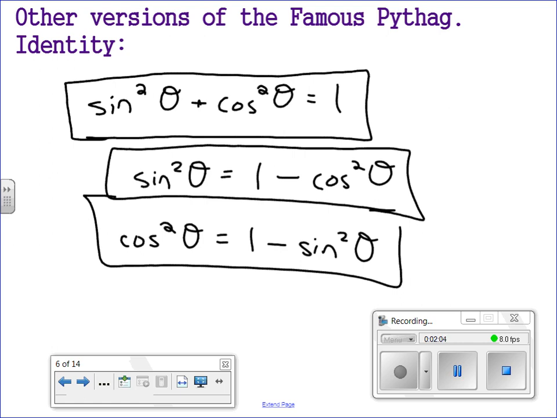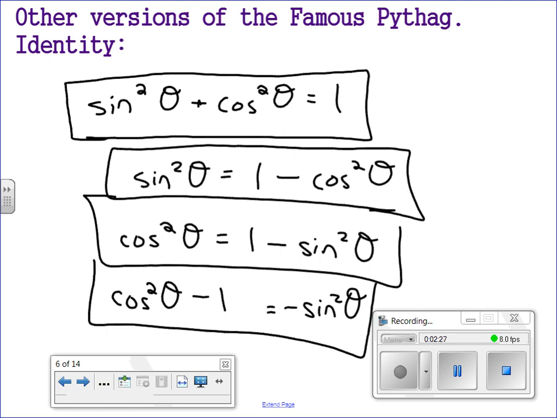And then the last one we're going to write down that we will use today actually solves the identity for negative sine squared theta. If I take this sine squared theta and subtract it to the other side, I would have a negative sine squared theta over there. And I would bring this 1 and subtract it over to the left side. It would be cosine squared theta minus 1. That ends up getting used later on today.